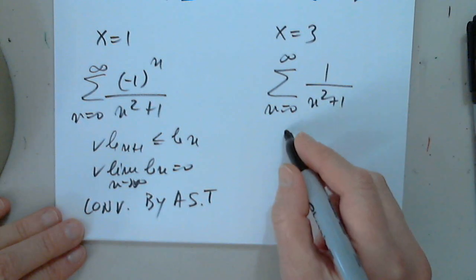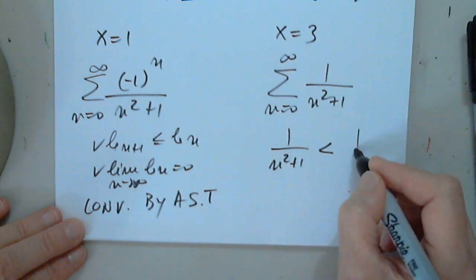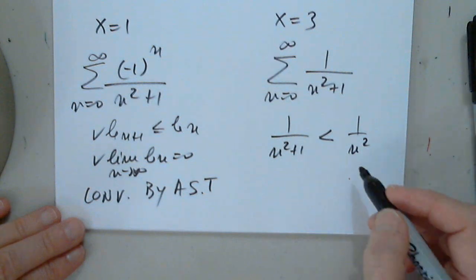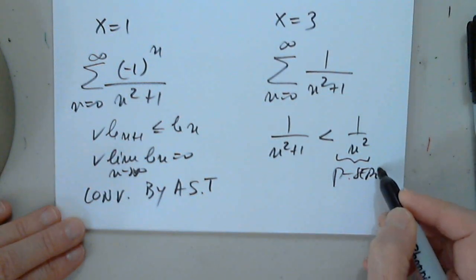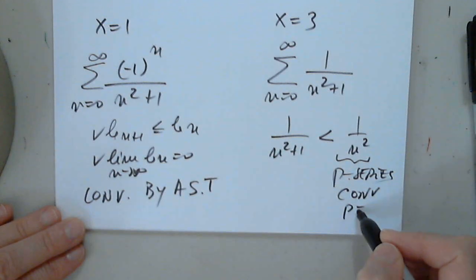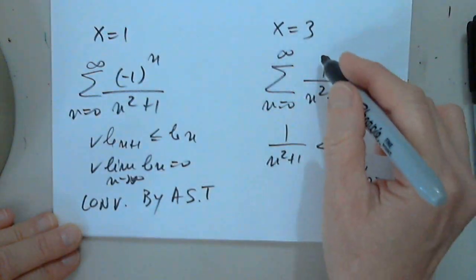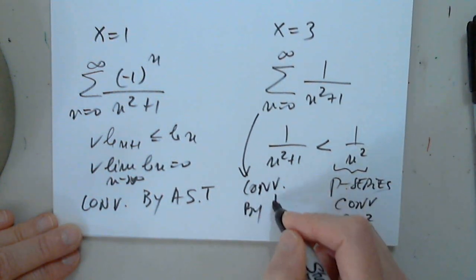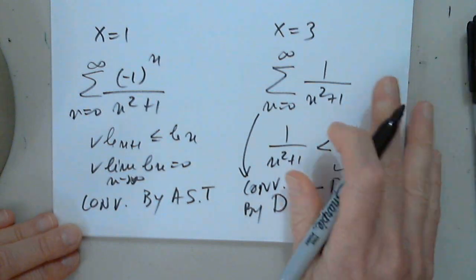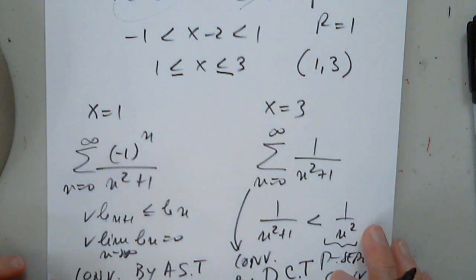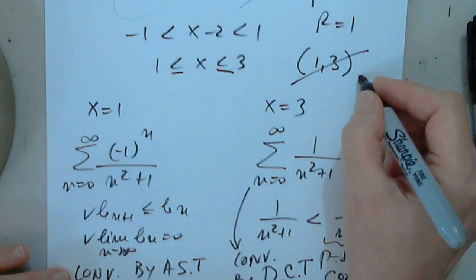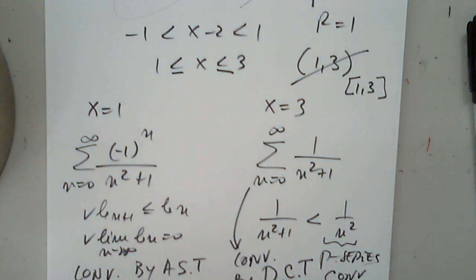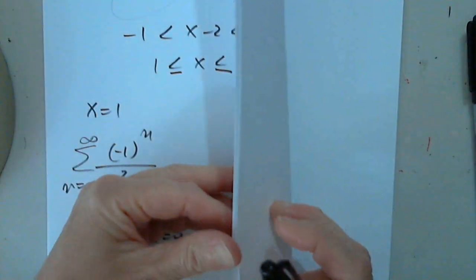This 1 over n squared plus 1 we know is less than 1 over n squared, which is a p series, which is convergent because p equals 2. So this series converges by the direct comparison test. Therefore, I go back, include both ends, and I will say the actual interval of convergence is 1, 3 closed.